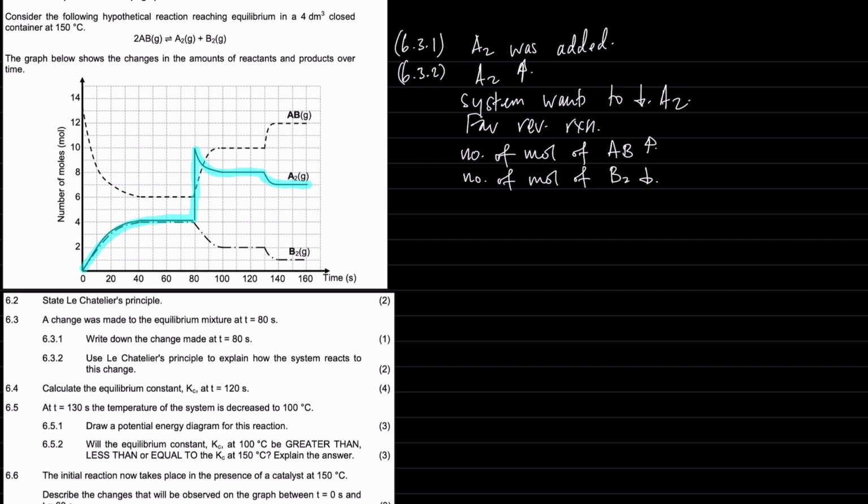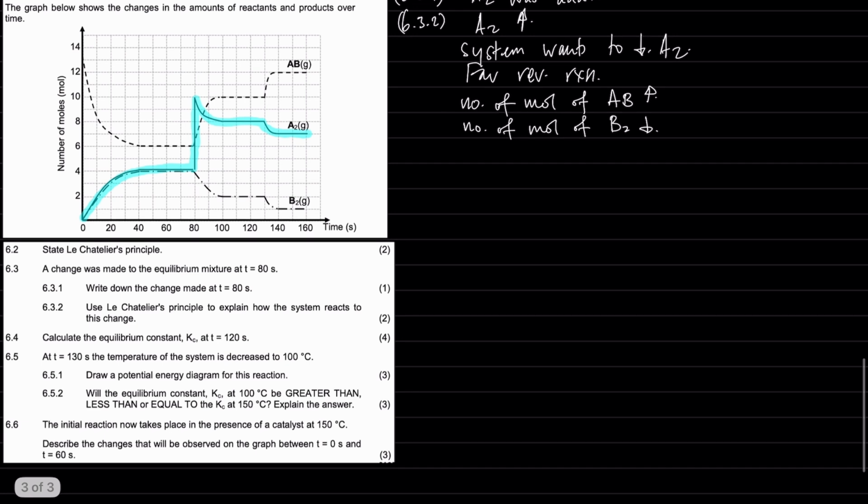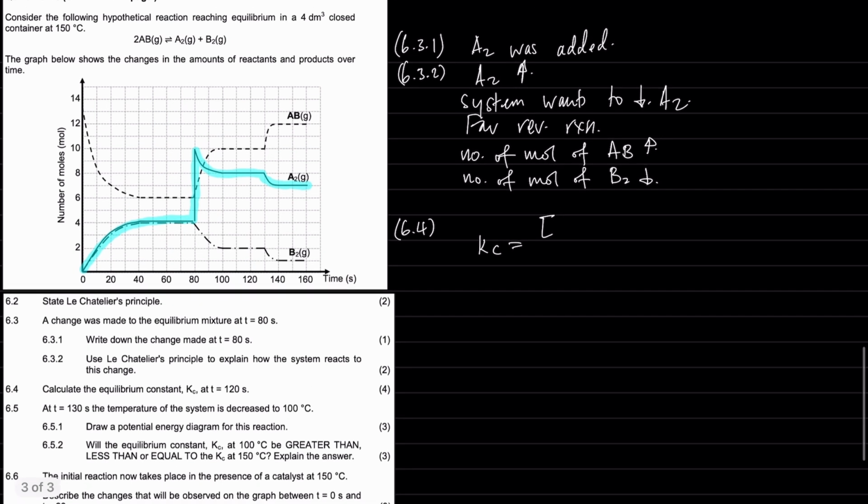Okay, move on. Question 6.4, calculate the equilibrium constant Kc at T equals 120 seconds. Let's first write out our Kc expression. So Kc is equal to the concentration of products. In this case, my products are A2 and B2 divided by reactants, which is AB, and the coefficient is 2, which means we make it into an exponent.